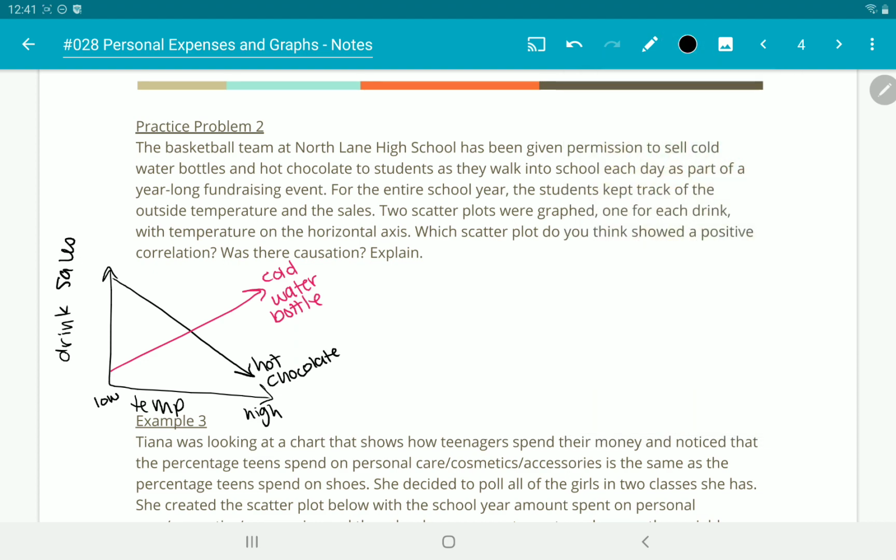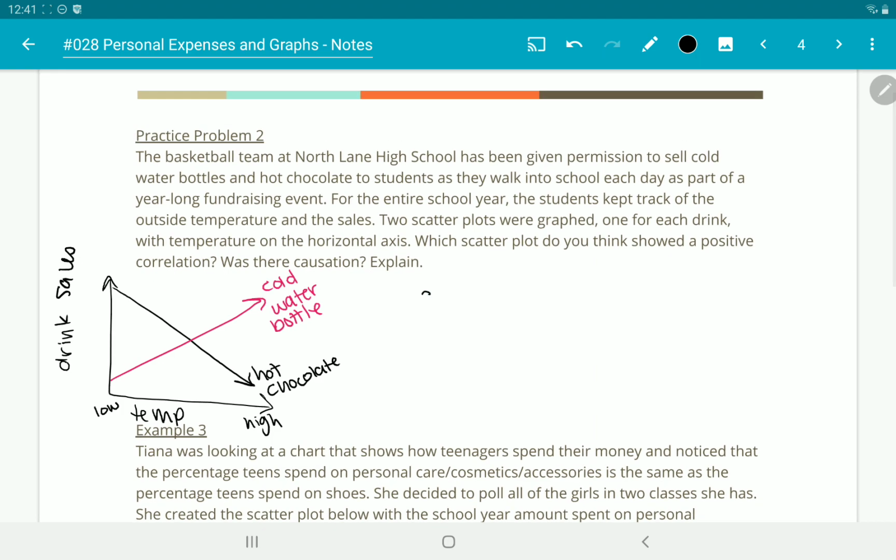Which scatter plot do you think showed a positive correlation? I would think the cold water bottle, because you can see here, where I've kind of sketched out the graphs, that it has a positive slope. As the temperature increases, drink sales would also increase. So as the temperature gets hotter, you would sell more cold water bottles.